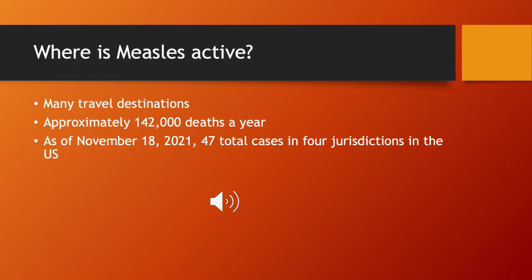Per the CDC, measles remains a common disease in many parts of the world, including Europe, the Middle East, Asia, and Africa. Each year, an estimated 142,000 people die from the measles. Many countries have experienced measles outbreaks in recent years. This includes many popular travel destinations like Israel, Thailand, Vietnam, Japan, Ukraine, the Philippines, and more. The CDC also states that as of November 18, 2021, a total of 47 measles cases were reported by 4 jurisdictions. Mayo Clinic states that a person with measles can spread the virus to others for about 8 days, starting 4 days before the rash appears and ending when the rash has been present for 4 days.